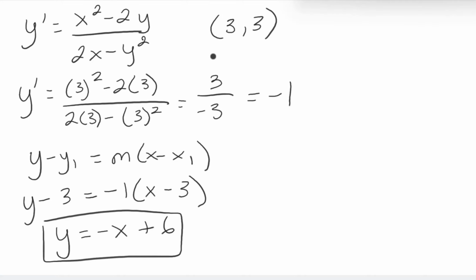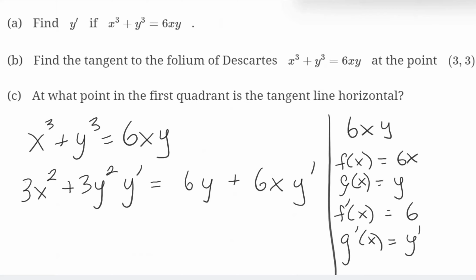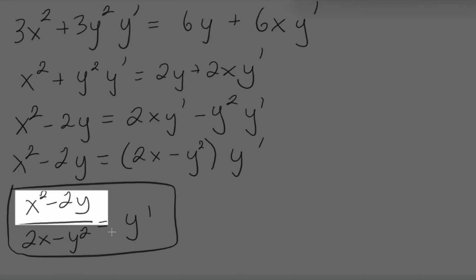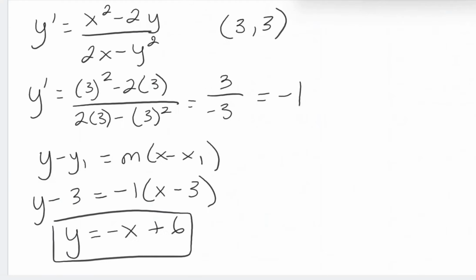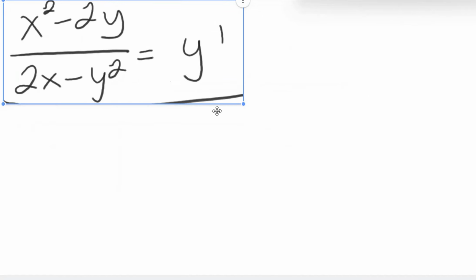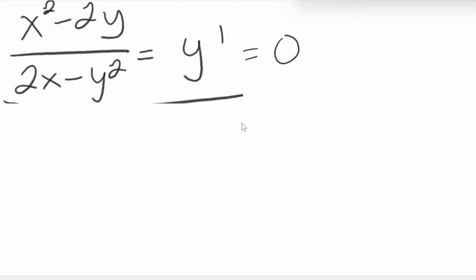All right, so we've got our equation. The last piece of this question was to find at what point in the first quadrant is the tangent line horizontal? So horizontal would mean what? My slope is 0, right? So if I'm looking for a slope of 0, what do I want? My y prime equals 0. So I need this to equal 0. That means the top has to be equal to 0. So x squared minus 2y equals 0.